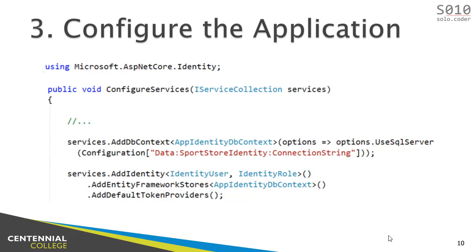So this code here, where is it? Where in the application are this code, these methods? Which class? In the startup, okay? Now, in our startup, to be able to use the identity framework, we use this namespace, Microsoft ASP.NET Core Identity.